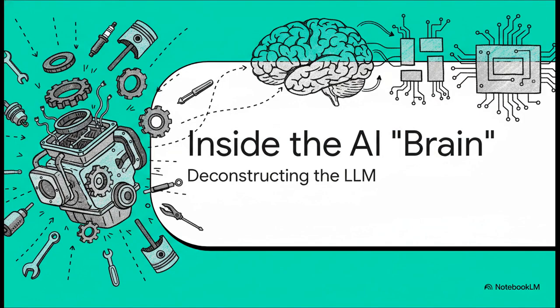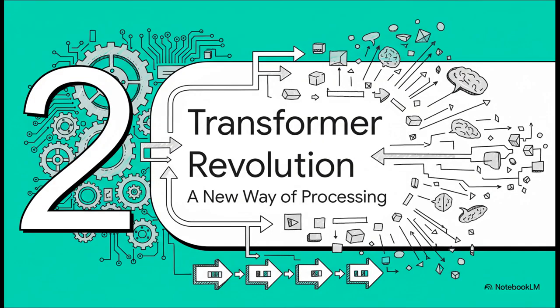So to figure this out, we're going to do a full mechanics teardown. We're going to deconstruct the large language model, the LLM, and break it down into its most important parts. By the time we're done, you'll see exactly how it all fits together. Our teardown starts with the single biggest breakthrough in modern AI. It's an idea called the transformer architecture. And honestly, when this came along, it was a total game changer for how machines understand language.